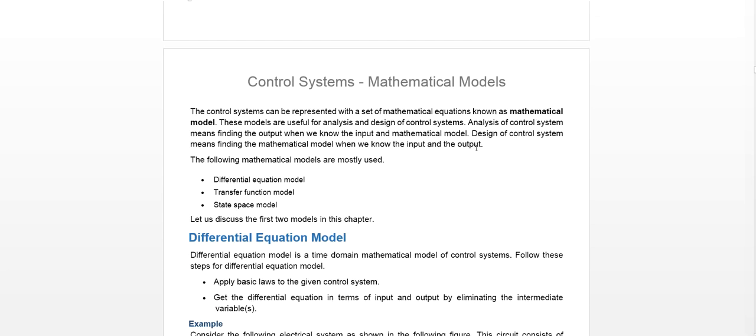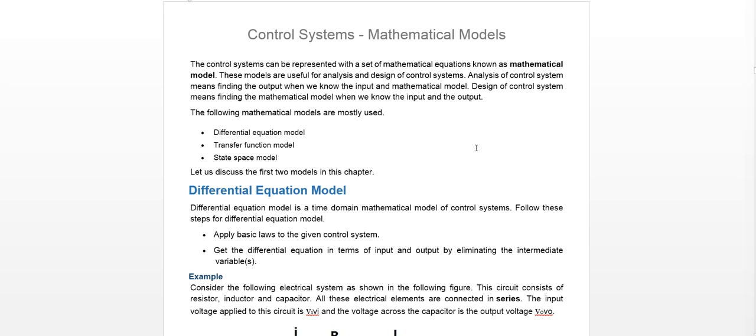So you have here mathematical models. The control systems can be represented with a set of mathematical equations known as the mathematical models. These models are useful for analysis and design of control systems. Analysis of control systems means finding the output when we know the input and the mathematical model. Design of control system means finding the mathematical model when we know the input and the output.